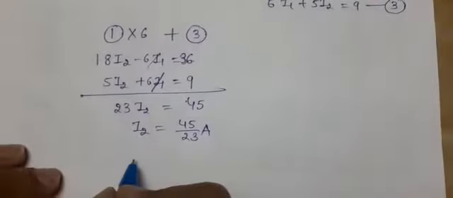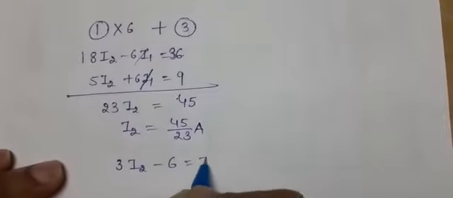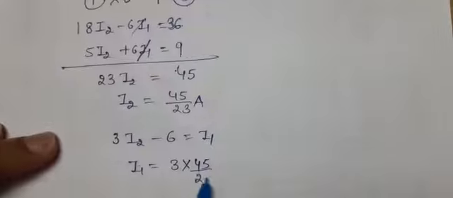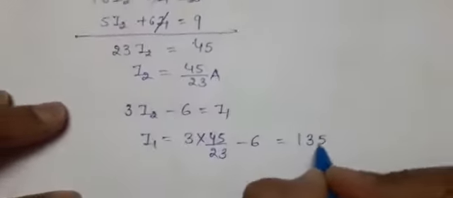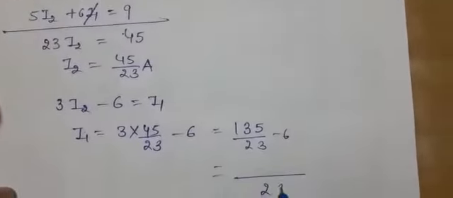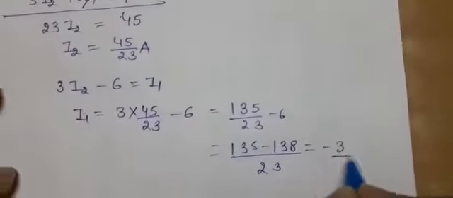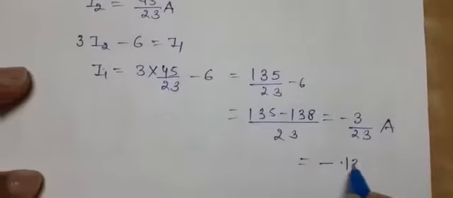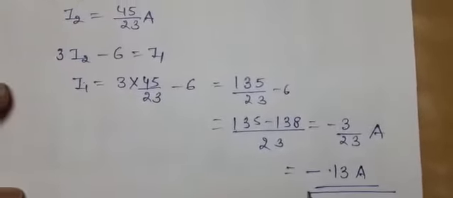So from equation 1, put the value of I2 there, so 3 I2 minus 6 equals I1. So I1 will be 3 into 45 upon 23 minus 6. Taking the LCM, this is 135 upon 23 minus 6. Now 135 minus 138 means minus 3 upon 23 ampere. So it comes out to be minus 0.13 ampere.